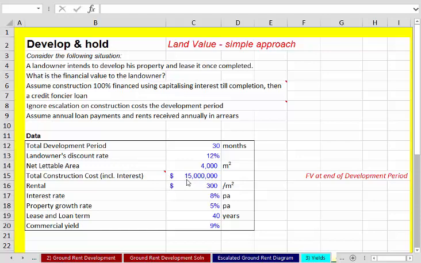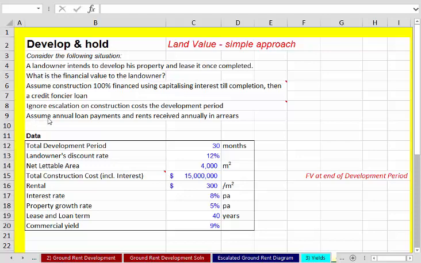Now, if you were doing an actual case of this, you might want to do a lot of work behind getting to this number. But the important thing is it's a single number, which makes it easy to work with, and it's expressed at the end of the development period. Okay, we're going to ignore escalation on construction costs over the development period. Again, that's just to keep this number easy so that we can look at the real mechanics of this particular model rather than get lost in development and construction financing.